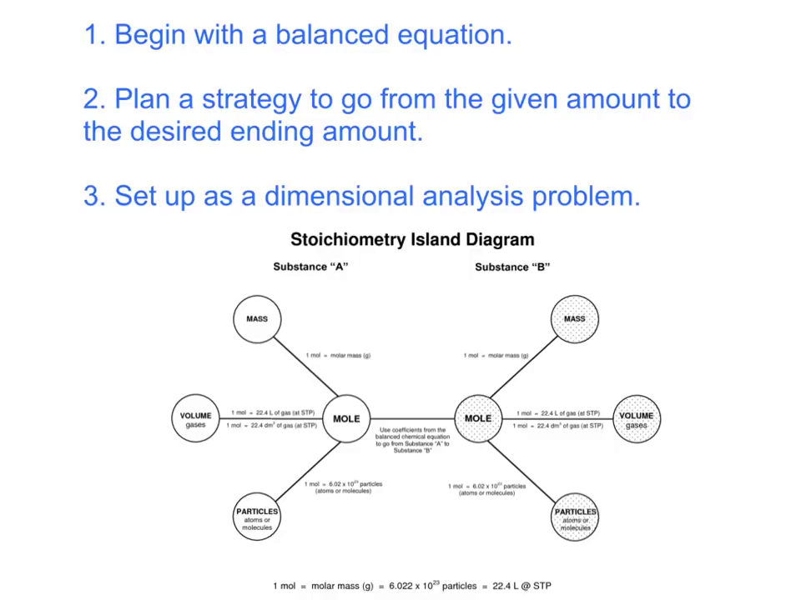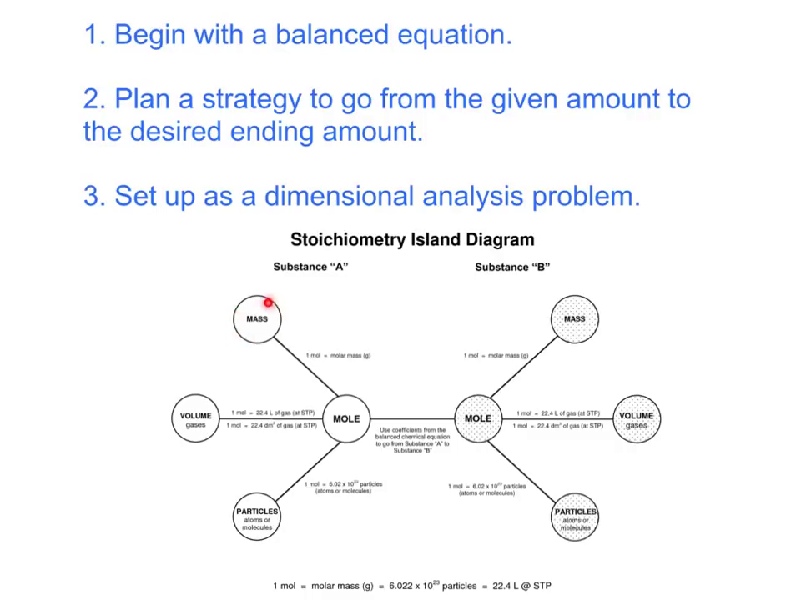You have to begin, as in all stoichiometry, with the balanced chemical equation, so that you know what the relationships are between the reactants and products. And then you have to plan a strategy to go from the given amount to the desired ending amount. And to do that, we use this mole island down here that we have posted in the room. So then it ends up being a dimensional analysis problem.